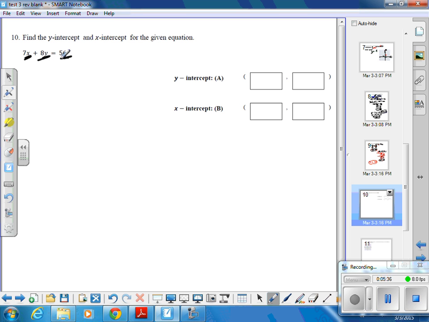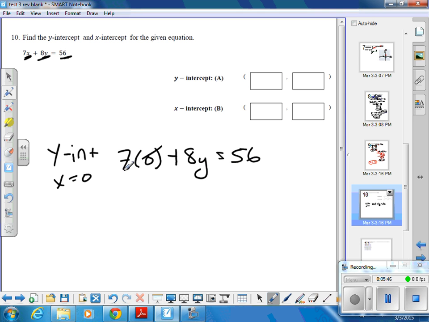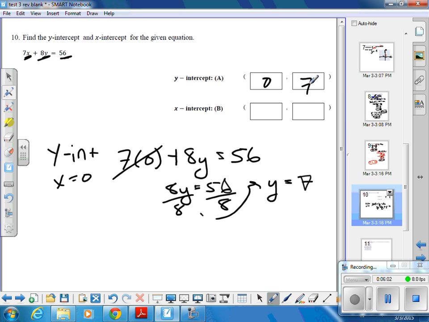Something where they multiply to get the answer. So to find the y-intercept, you let x be 0. So I get 7 times 0 plus 8y equals 56. It goes away. 8y equals 56. Divide by 8. Divide by 8. y is equal to 7. So this is the point 0, 7.